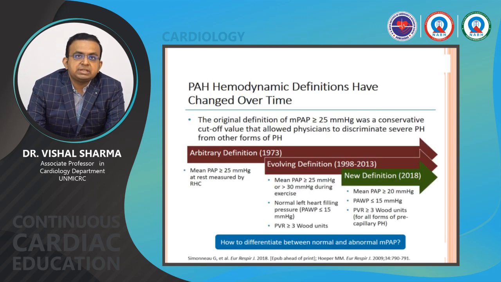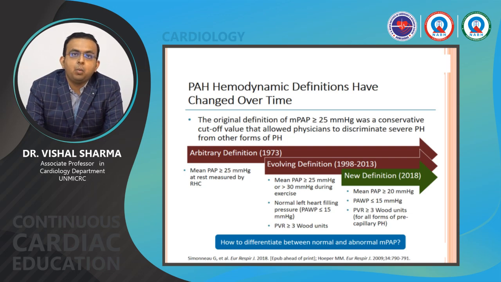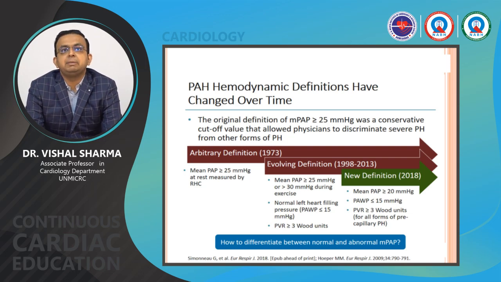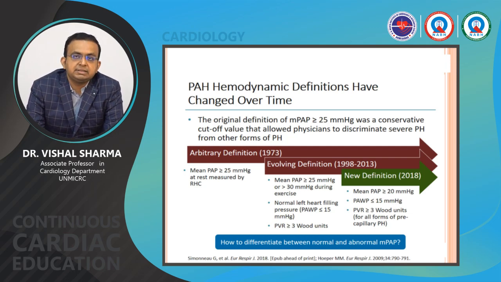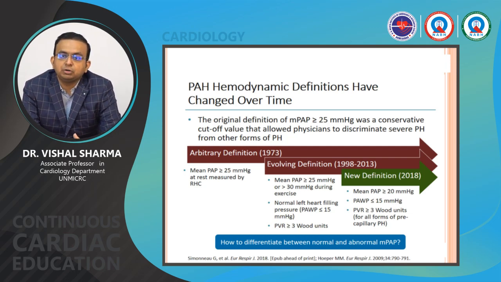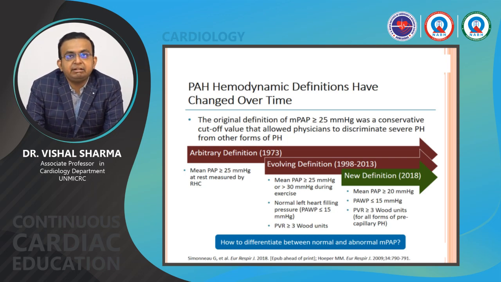So PAH was initially defined way back in 1973 in Geneva, when the World Symposium on Pulmonary Hypertension met in Geneva, and they defined pulmonary arterial hypertension as mean pulmonary artery pressure more than 25 as assessed by right heart catheterization at rest. Now we have come a long way and this definition was recently revised.